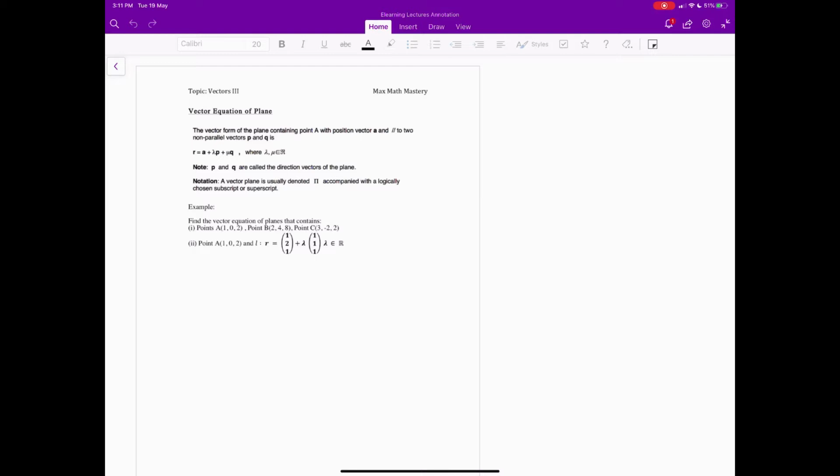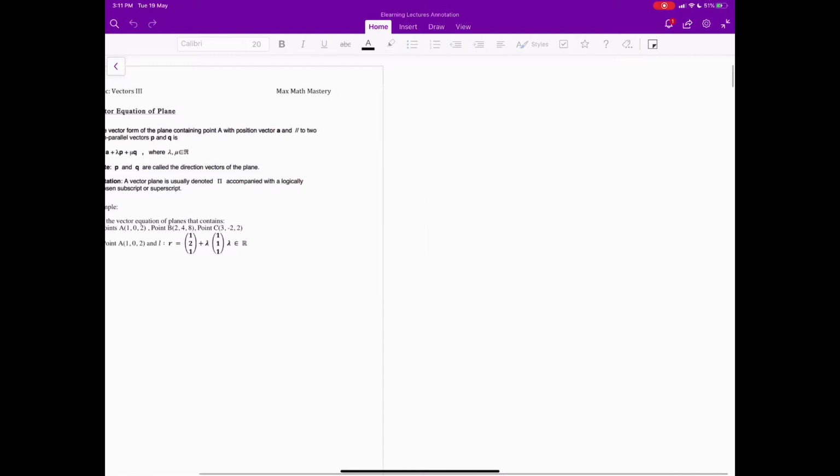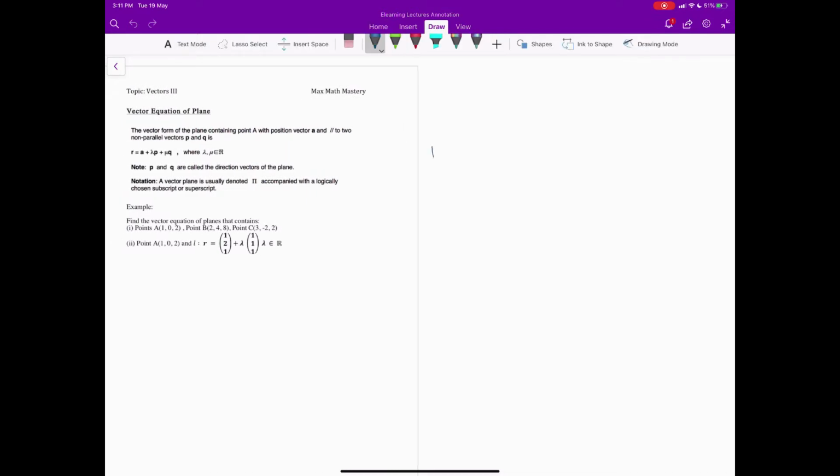So the first one we'll be talking about is the vector equation of a plane. If you can recall very quickly, in Vector 2, we learned that the vector equation of a line is L: r = a + lambda d, where lambda is a real number. Now, r stands for any point that lies on the line, a stands for a point that lies on the line, and d stands for a direction that the line is parallel to.